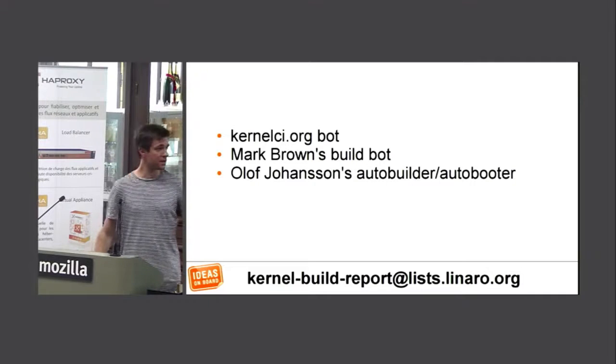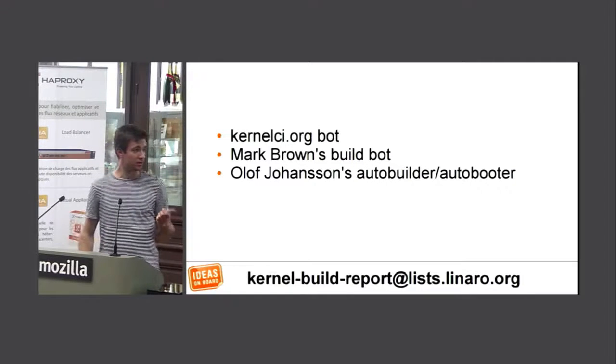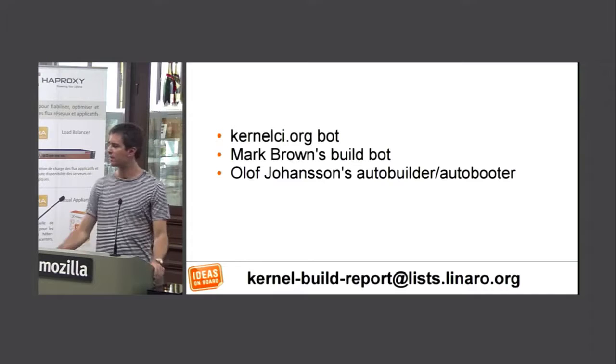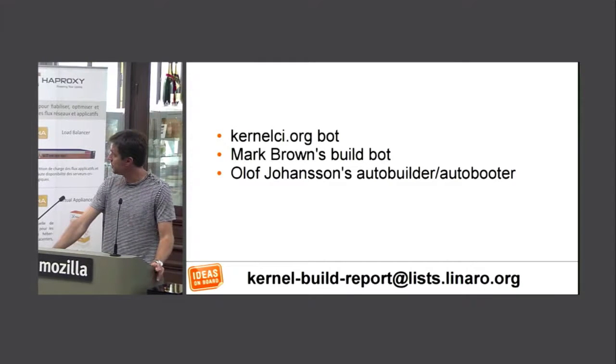Those test results are sent to the kernel build report list. So if you subscribe to that, you get lots of build reports from kernelci.org and from a few build bots. I mentioned two of them here. I don't think there are other ones at the moment, at least in the archive. I checked a few days ago. Was it three of them? But it's quite a lot of information.